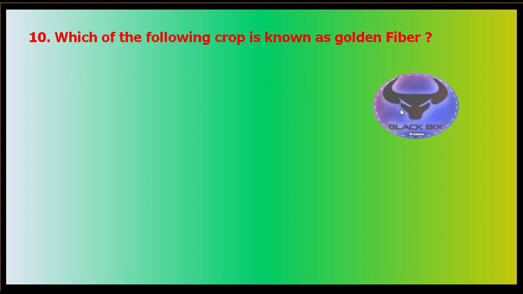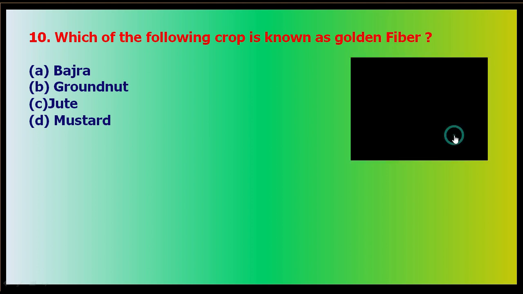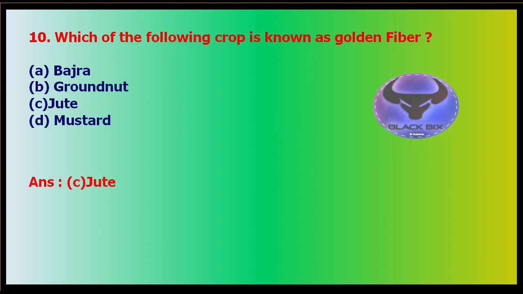Question number 10 is, which of the following crops is known as golden fiber? Your options are bajra, groundnuts, jute, or mustard seeds. Your time starts now. Which is known as golden fiber? So the correct answer is jute. Jute is known as golden fiber. It is a natural fiber, and West Bengal is the largest producer of jute, and India and Bangladesh are the leading producers of jute.